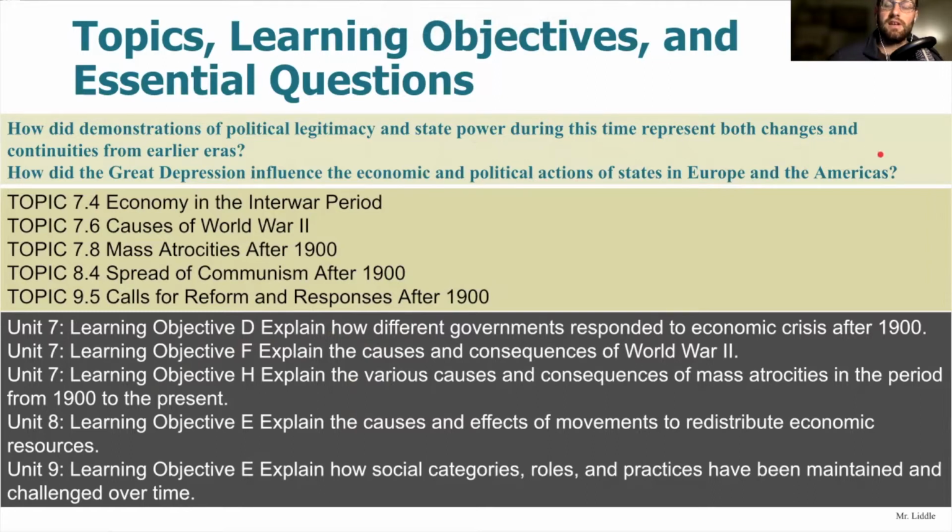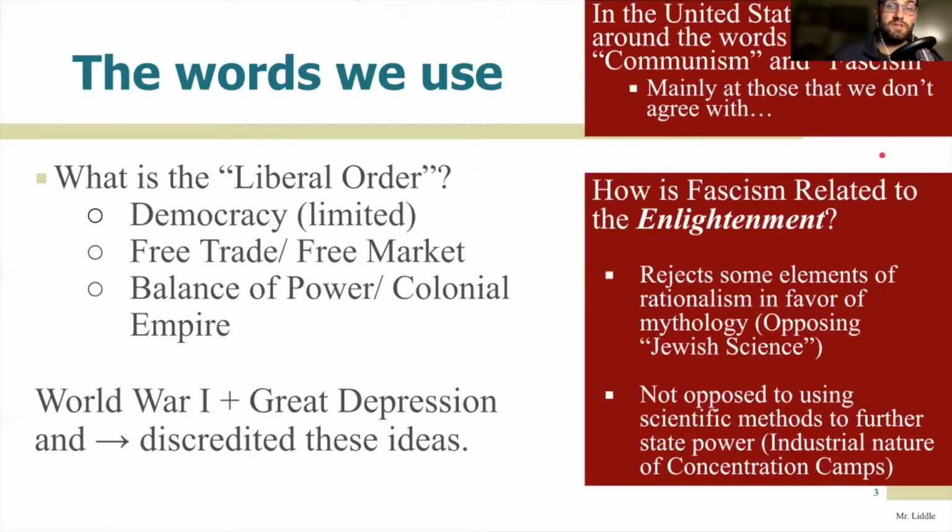So with that said, let's first talk a little bit about what we mean by the liberal order. Since the word liberal has changed quite a bit in the last 100 years, when I say the liberal order, what I'm referring to is a world system or a perception of a social order which involves democracy, even a limited democracy, free trade and free markets, although we do know historically that free trade was not always practiced even by those who advocated it, as well as the idea of a balance of power.